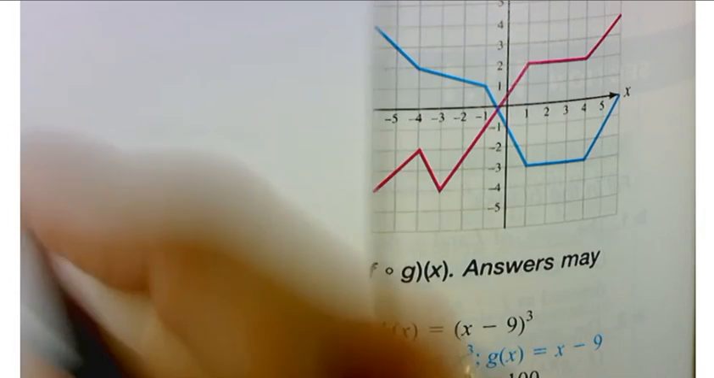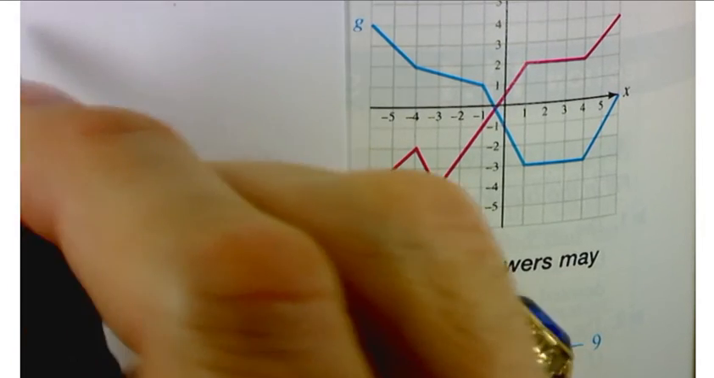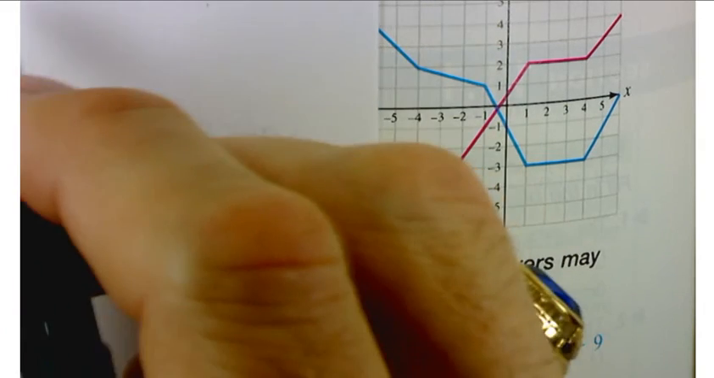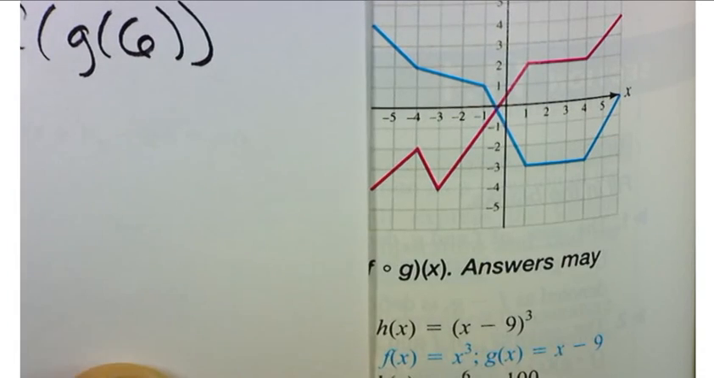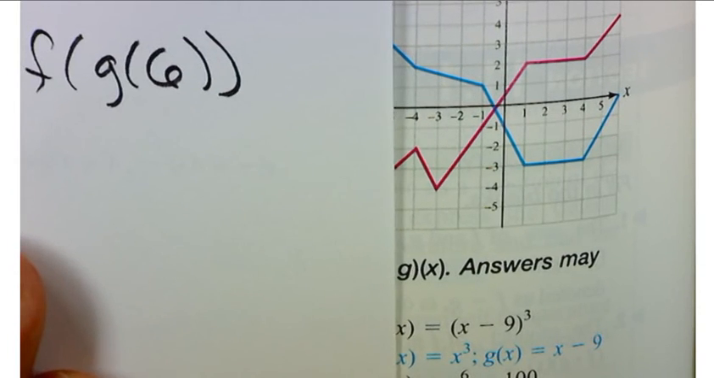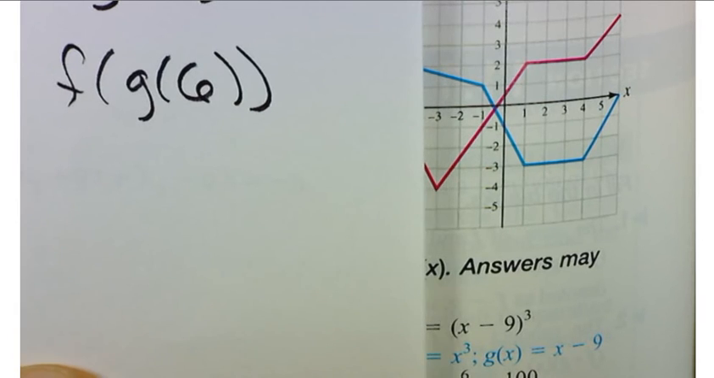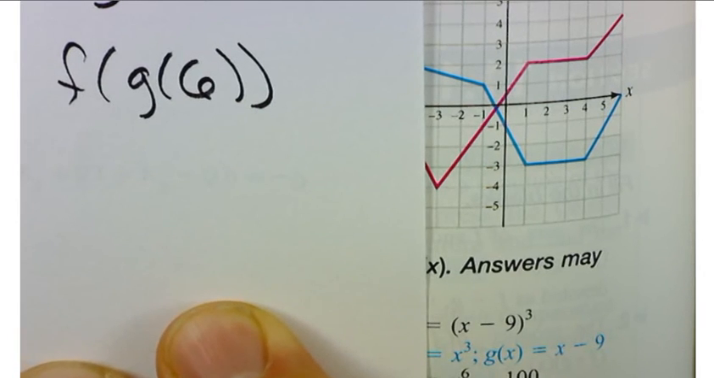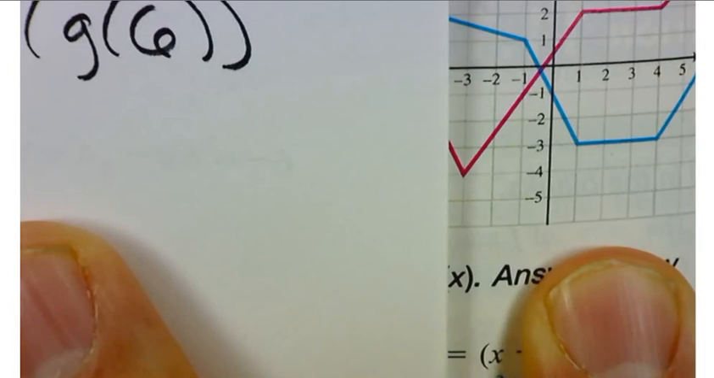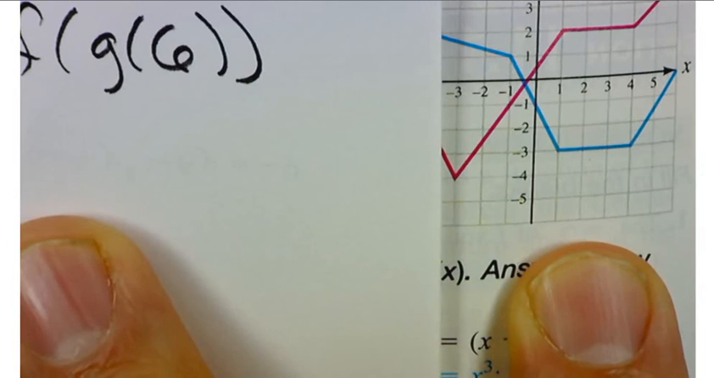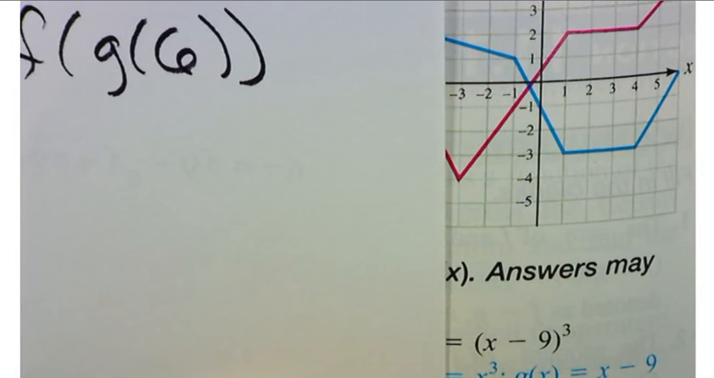Part C. F of g of 6. So f of g of 6. Now, I'll be honest with you. You're going to have to kind of estimate this one a little bit. I'd probably be more careful than that to give you a problem that you need to estimate. The first part should work out pretty even though. G of 6.